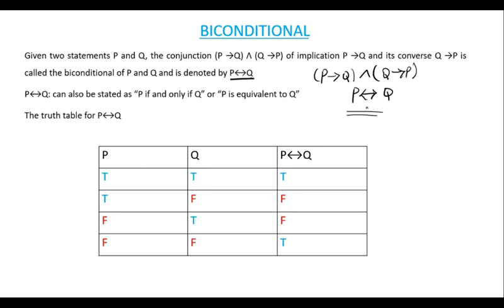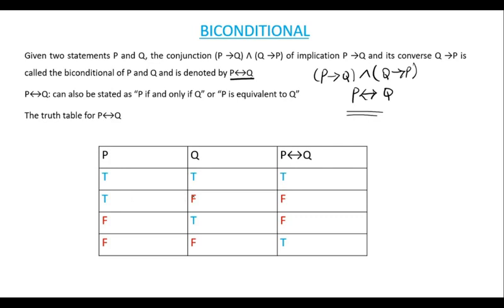Now, for biconditional, if P is true and Q is true, it is a true statement. Both of them have to be the same for the result to be true. If one of them is false, then the result will be false. What do I mean by this? Let's look at this. True is true, and this true is also this true. So the statement is a true statement.